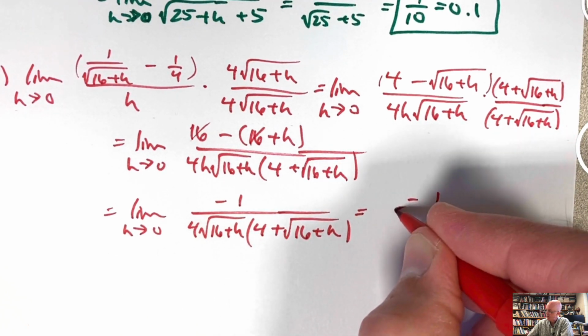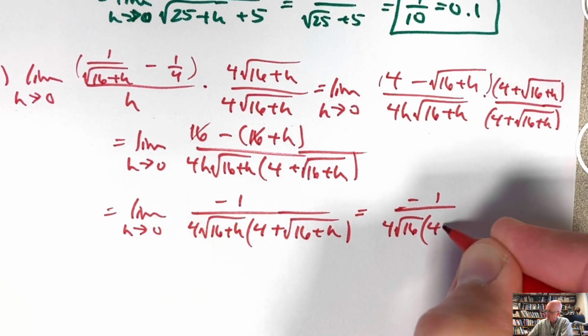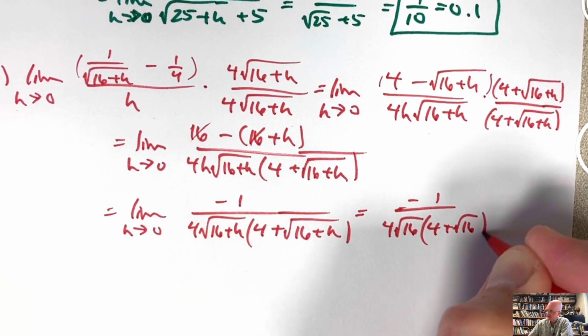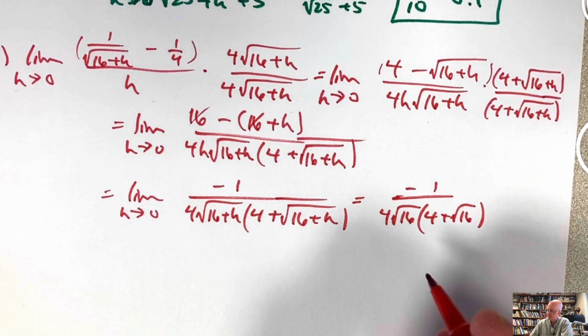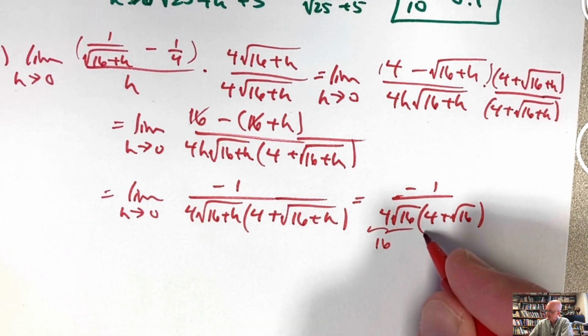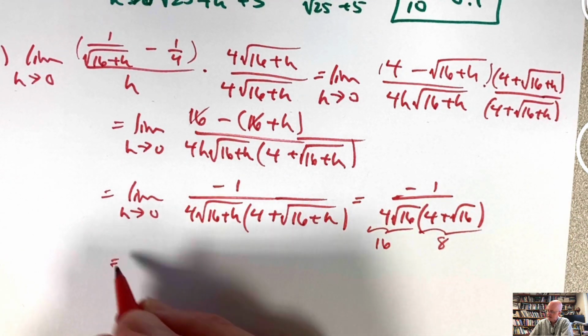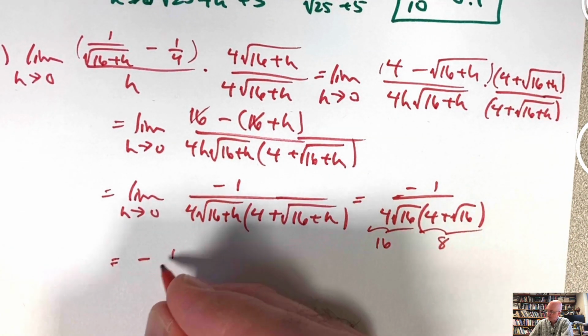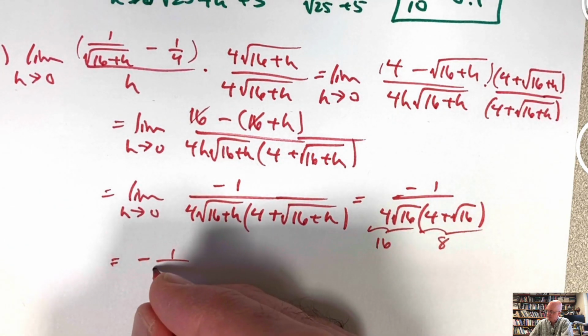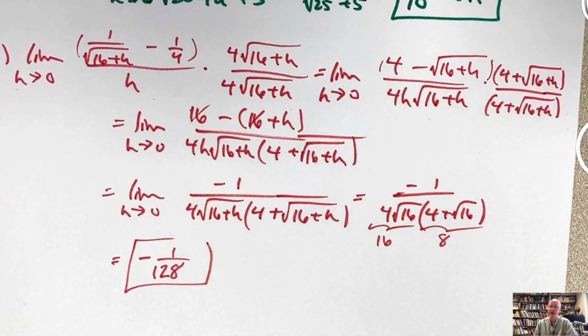Get negative 1 over 4 times the square root of 16 times, in parentheses, 4 plus the square root of 16. When you plug in h equals 0, the square root of 16 is 4. This product here is 4 times 4, which is 16. That's 4 plus 4, which is 8. Looks like the answer is negative 1 over 16 times 8, which is 128. And I did check all these ahead of time. That is the correct answer.